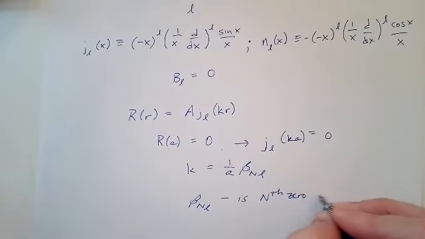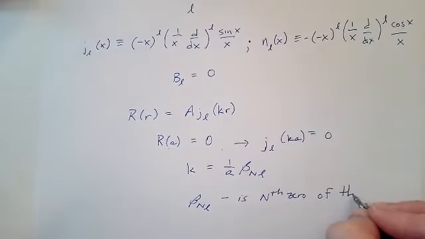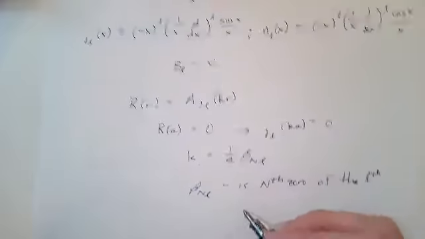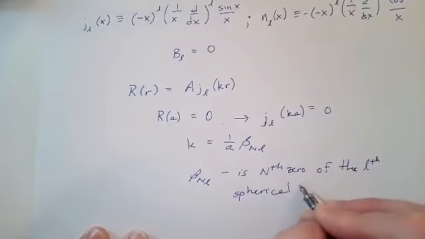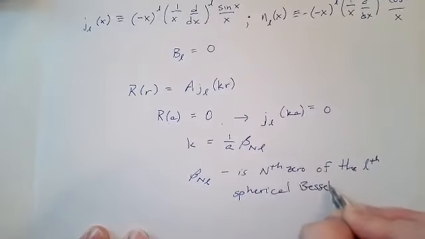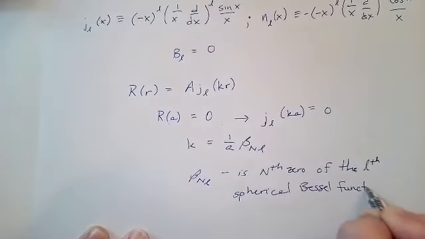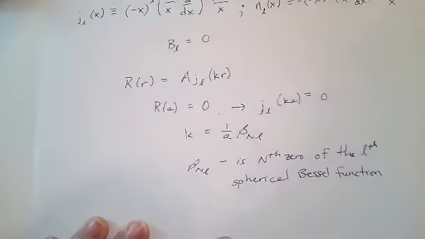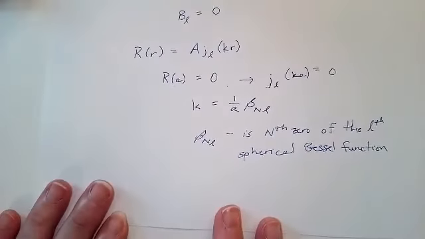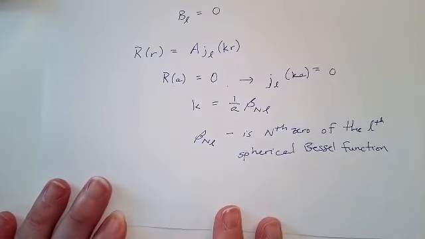where beta_nl is the nth zero of the lth spherical Bessel function. Right, so you're finding those spherical Bessel functions, and the zeros, the nodes for those, right?